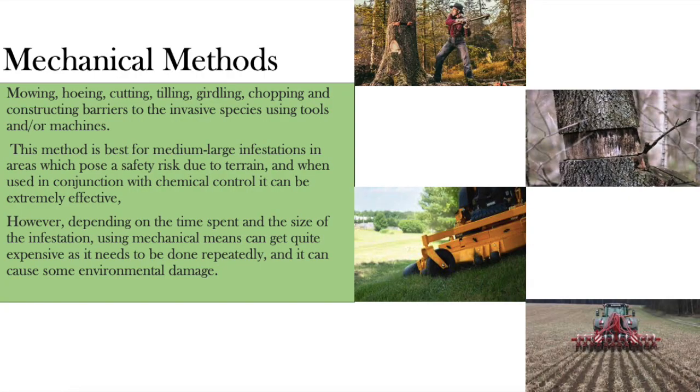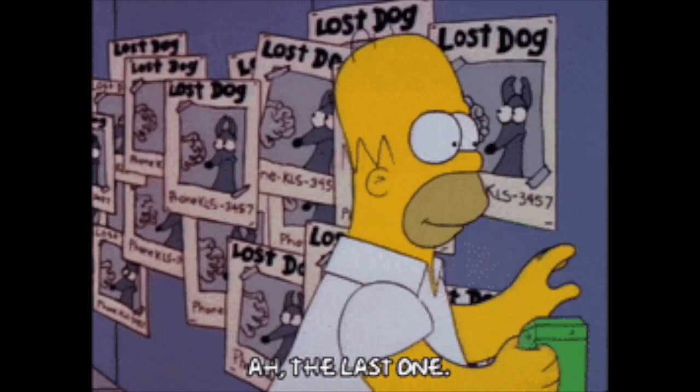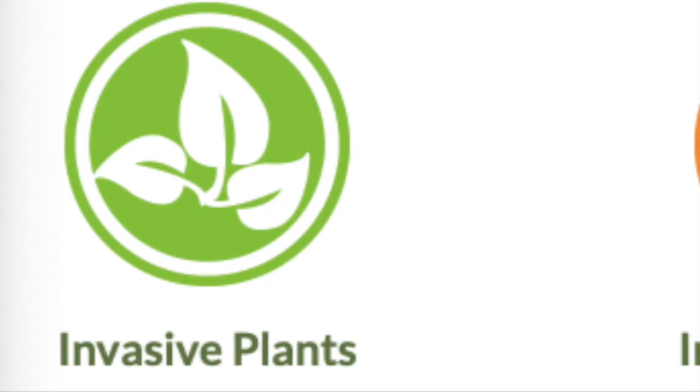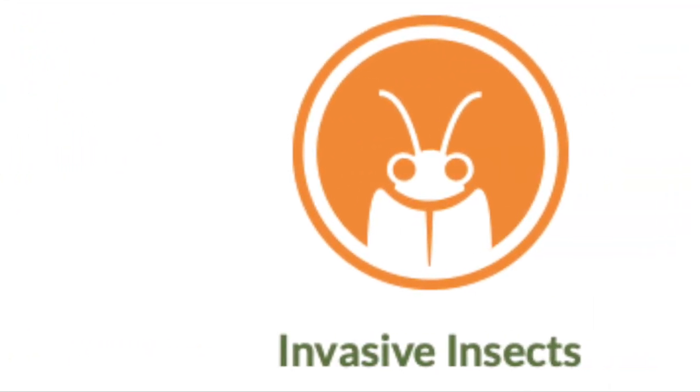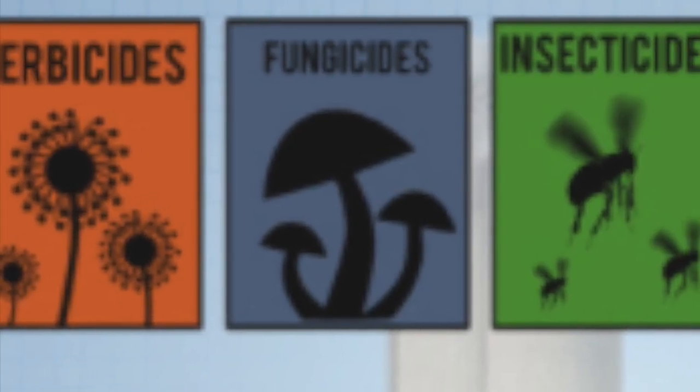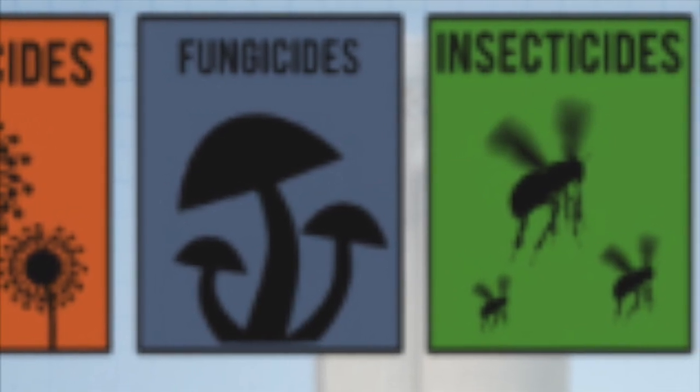For larger infestations, the mechanical control methods can be used, and this entails using tools and or machines to mow, hoe, cut, till, chop, or construct barriers to fight and combat invasive plants. The last method, and probably the most effective of the 3, would be chemical control. This method pertains to invasive plants as well as invasive insects, which we will talk about next, but it involves the use of pesticides, herbicides, fungicides, and insecticides to combat the spread of invasive species.